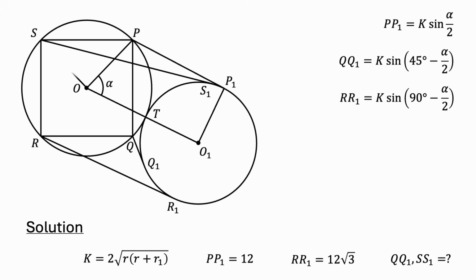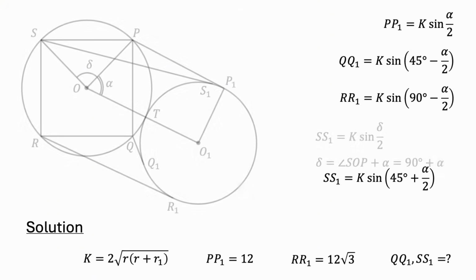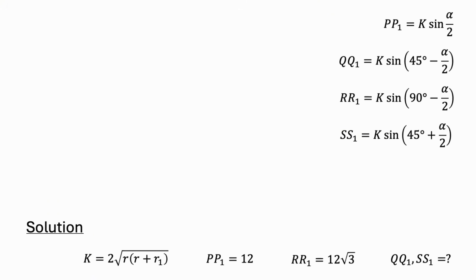Finally, connect O to S and label angle O1OS as delta. Then SS1 equals K sine delta over 2. Since delta equals 90 degrees plus alpha, we have SS1 equals K sine of (45 degrees plus alpha over 2). Using the identity sine of 90 degrees minus theta equals cosine theta, the expression for RR1 becomes K cosine alpha over 2.